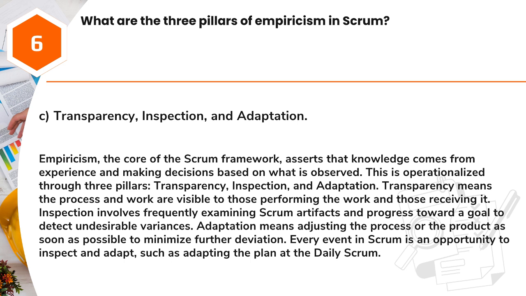Transparency means the process and work are visible to those performing the work and those receiving it. Inspection involves frequently examining Scrum artifacts and progress toward a goal to detect undesirable variances. Adaptation means adjusting the process or the product as soon as possible to minimize further deviation. Every event in Scrum is an opportunity to inspect and adapt, such as adapting the plan at the daily Scrum.